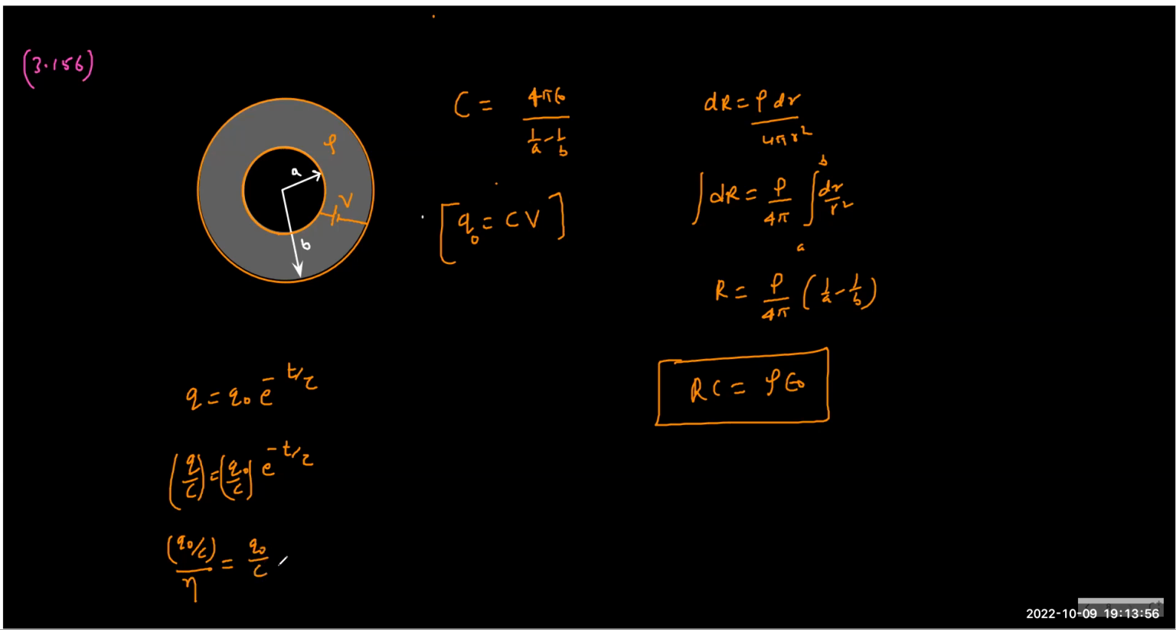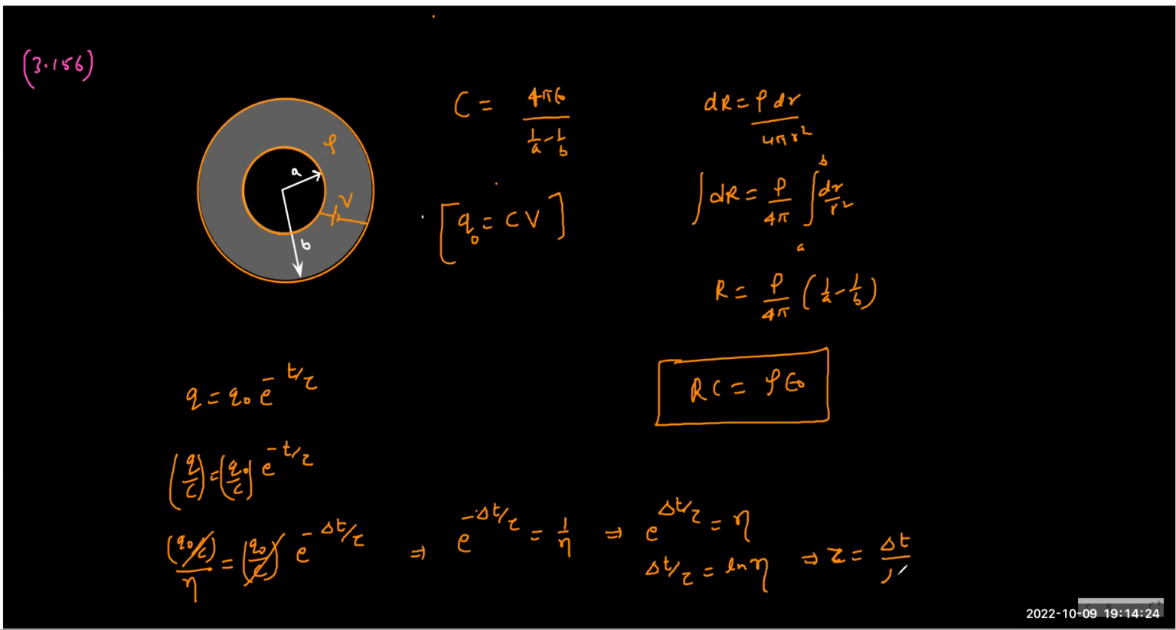After time, basically delta t by tau, this gets cancelled. So e to the power minus delta t by tau is 1 by eta, which implies e power delta t by tau is eta. You can take log both sides, ln eta. So tau becomes delta t by ln eta, and tau itself is rho epsilon naught.